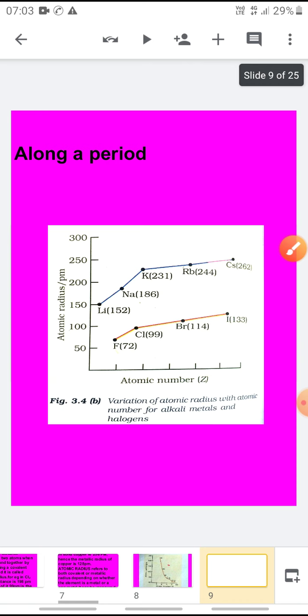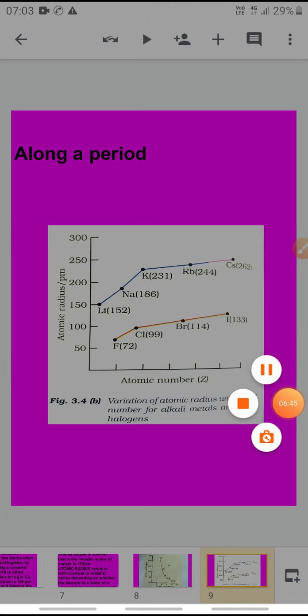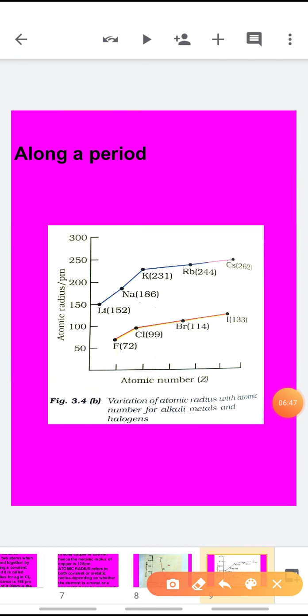Now if we are talking about variation down a group, how does the variation take place? See, this is lithium, sodium, potassium, rubidium, cesium.